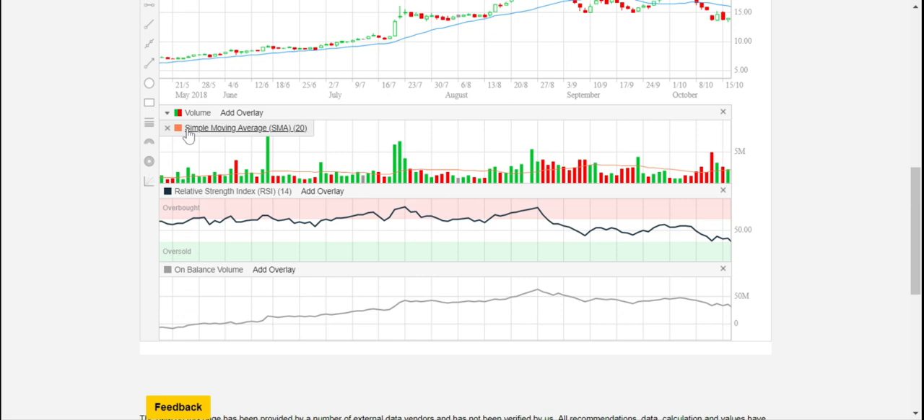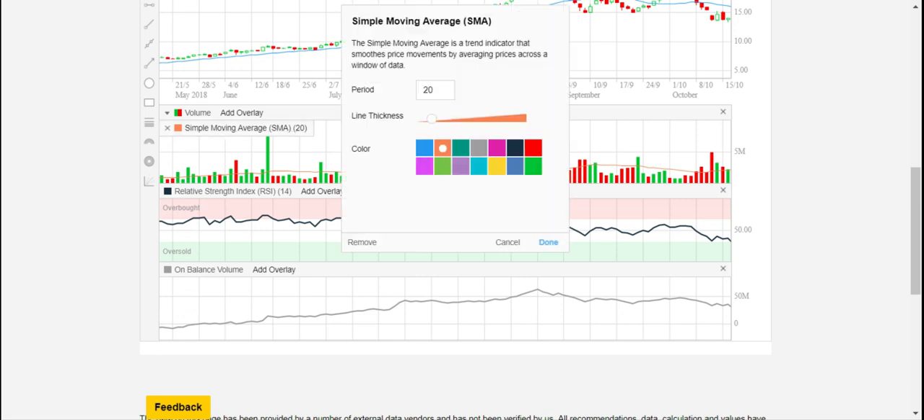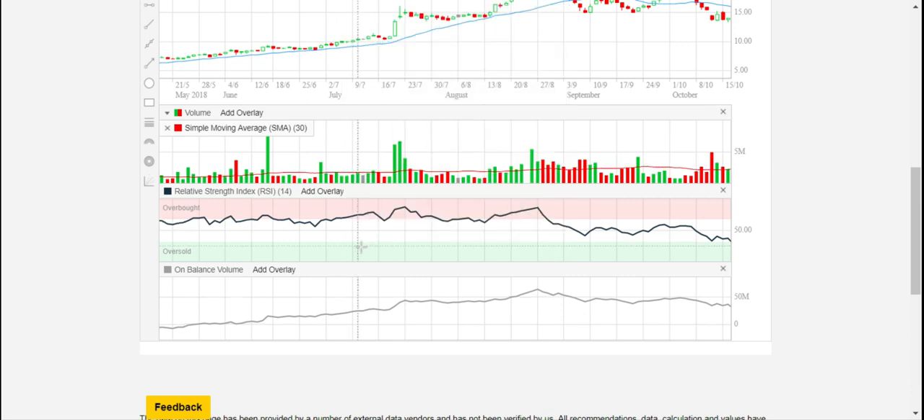Again, you've got to click on this little hidden arrow. I'd like to have a 30 period simple moving average. And I tend to make all my lines like a traffic light signal, where it's green for good, orange for caution and red for bad. So I'm going to make the simple moving average red. I'll click done. And then what I look for is buying stocks where the volume is above that simple moving average line.